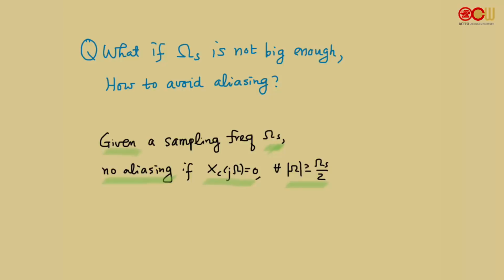What if this condition is not satisfied? There will be aliasing, right? But we don't want aliasing. So what we do is to apply an anti-aliasing filter.